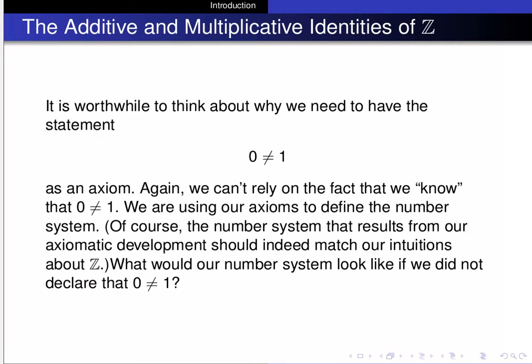So it's worthwhile to think about what our number system would look like if we didn't declare that 0 is not equal to 1. As a process for thinking about this, look at the other axioms. If we didn't declare that 0 is not equal to 1, if we allowed 0 to be equal to 1, what would happen to the integers? They'd look a lot different. And I think you'll find after you think about it for a while, they'd be a lot less useful.